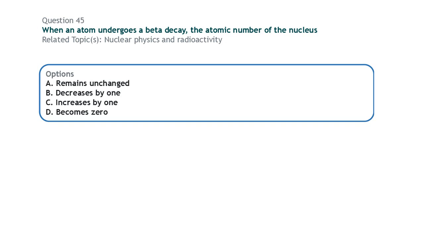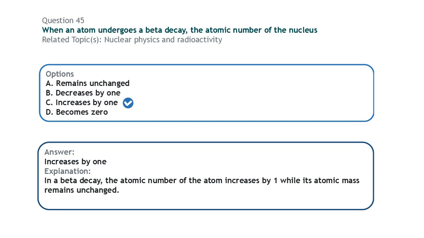Next, when an atom undergoes a beta decay, the atomic number of the nucleus. Alright, in a beta decay, the atomic number of the atom that is undergoing that decay is going to increase by 1, while its atomic mass will remain unchanged. When you have an alpha decay, the atomic number is going to reduce by 2, while the atomic mass will reduce by 4. But in a beta decay, the atomic number is going to increase. There's no reduction, so it will increase by 1, while the atomic mass will remain unchanged.